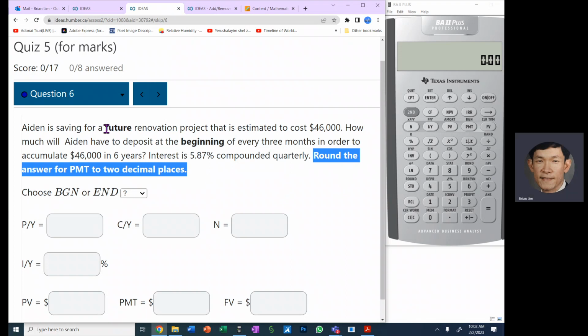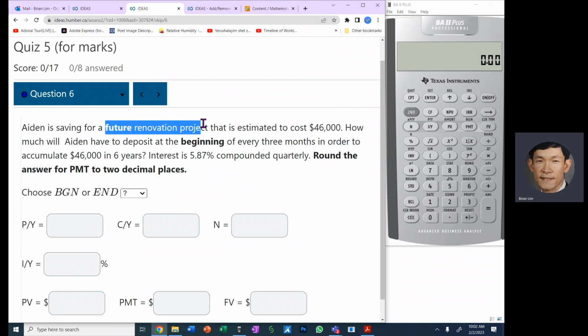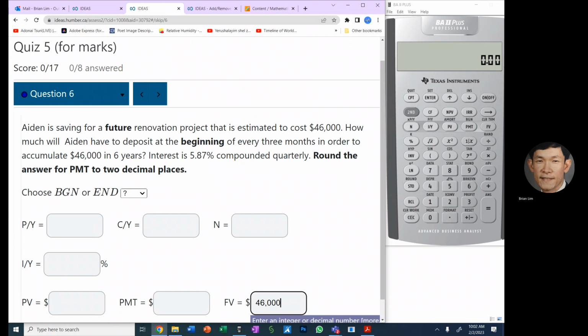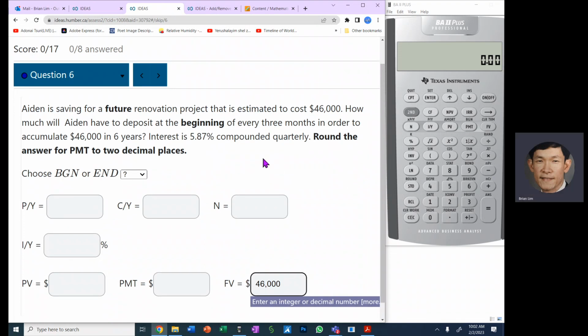Okay, so this is a future renovation project estimated to cost $46,000. So this $46,000 here is a future value. So that is the goal, is to save $46,000 for this renovation project. So how much will Aiden have to deposit at the beginning? Now we go and we select begin. Beginning of every 3 months.